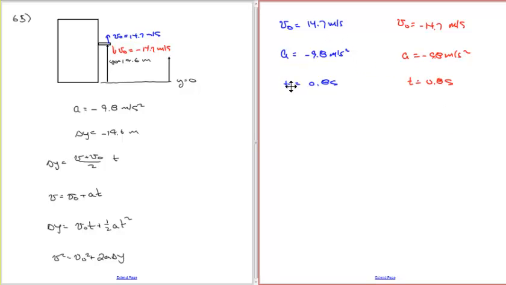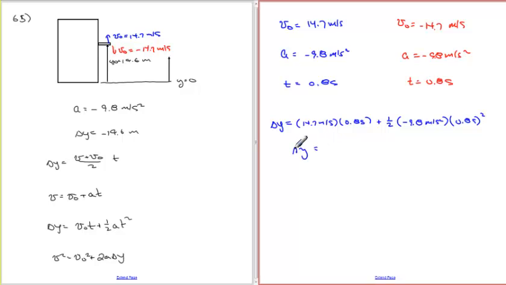Okay, so what were we trying to find out? How far apart are the balls? This one has V0, T, and A, so we can just plug directly in. So delta Y is going to be V0, which is 14.7 meters per second, times time, which is 0.8 seconds, plus 1/2 A, which is negative 9.8 meters per second squared, times T, which is 0.8 seconds, squared.